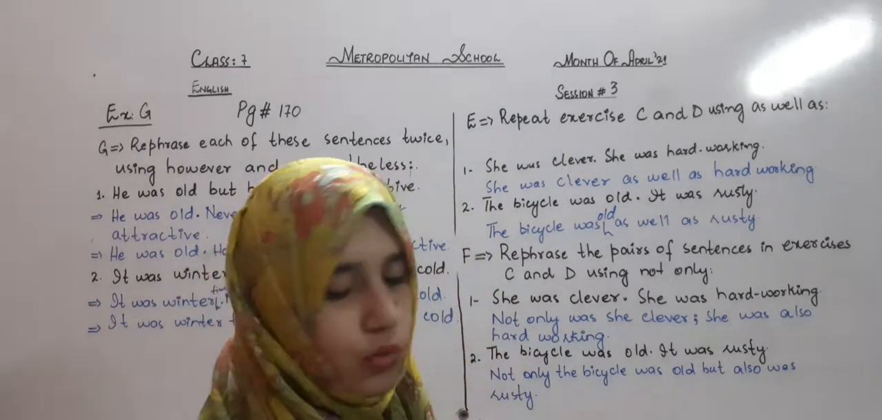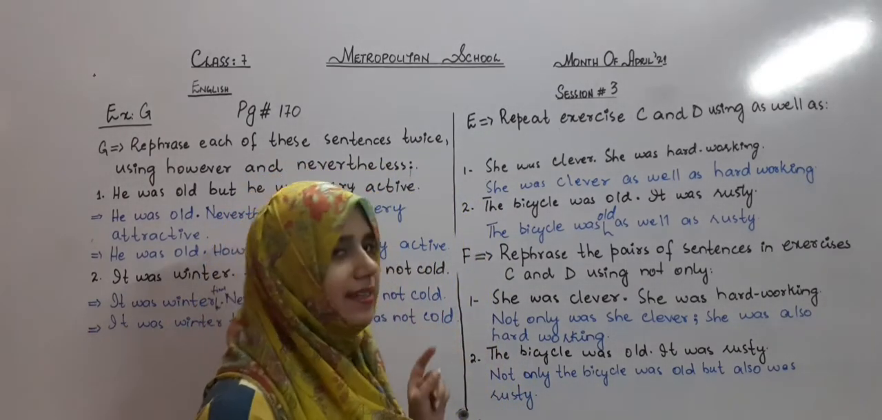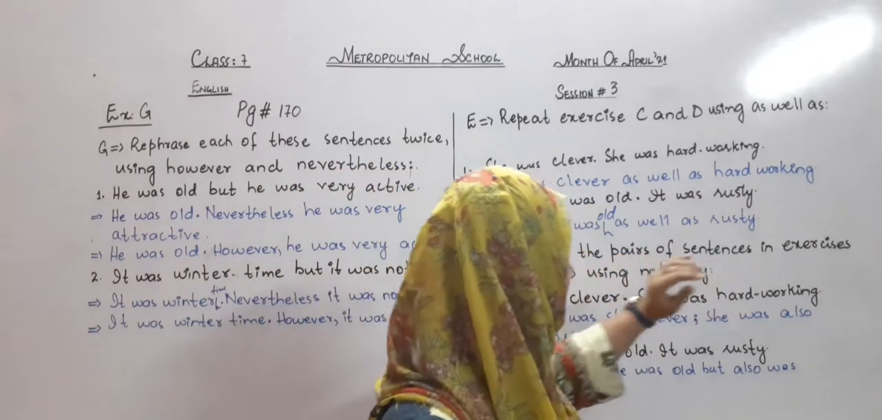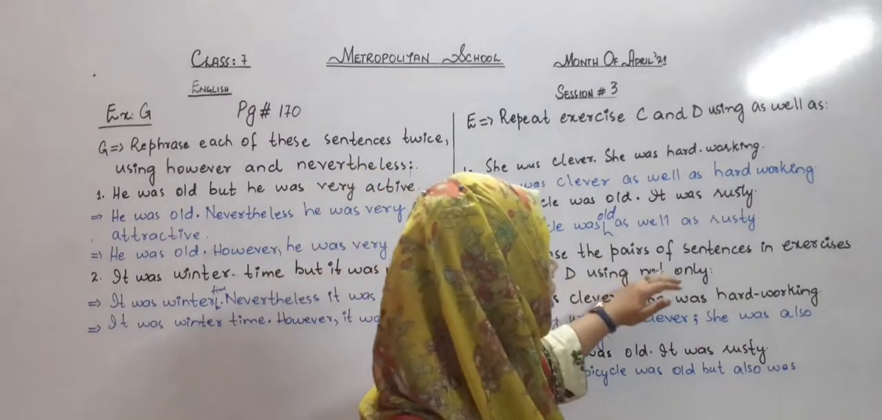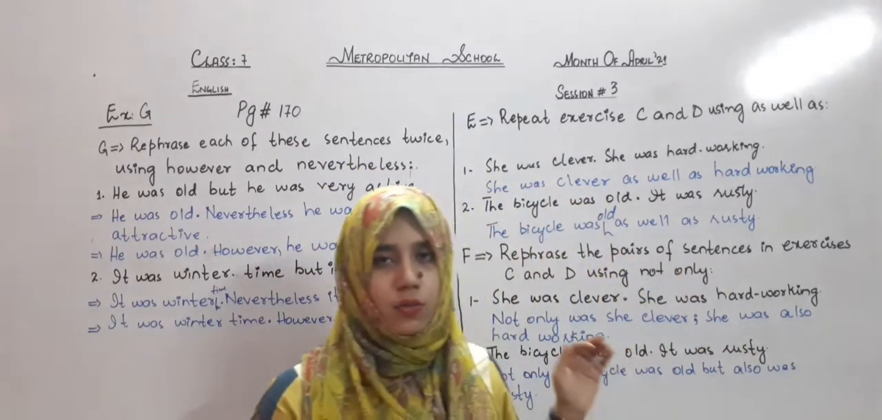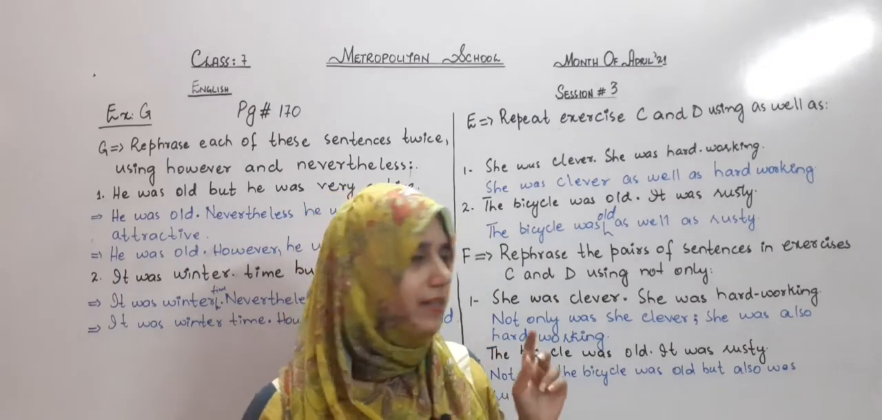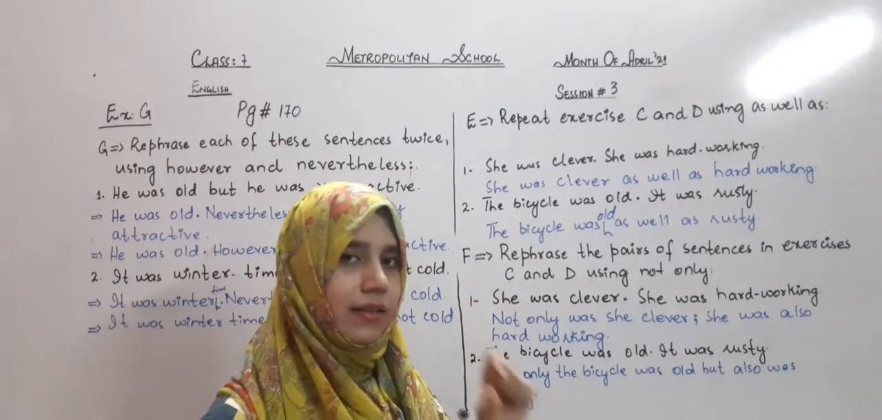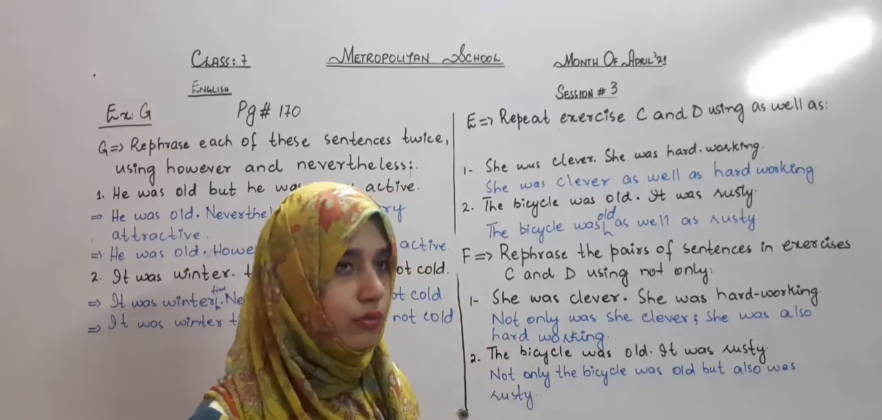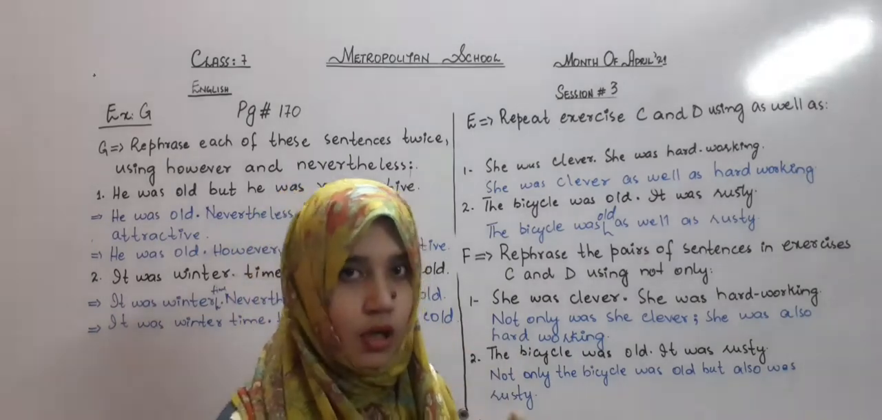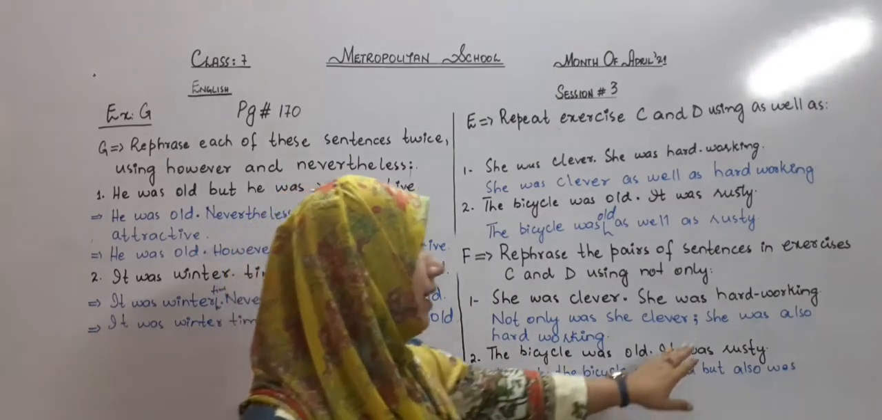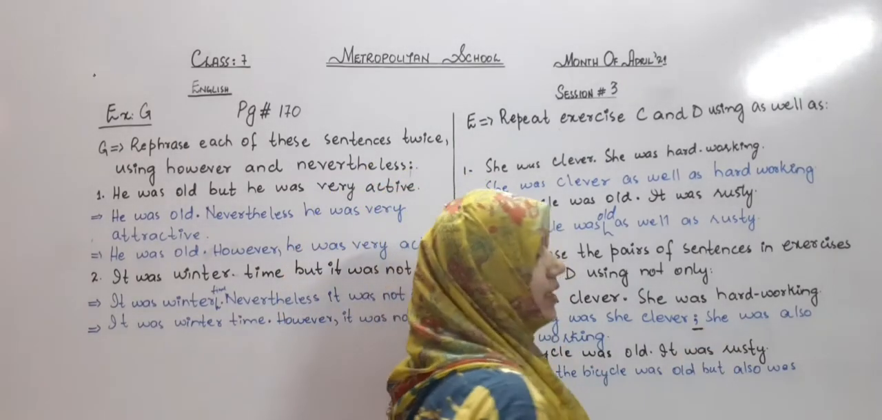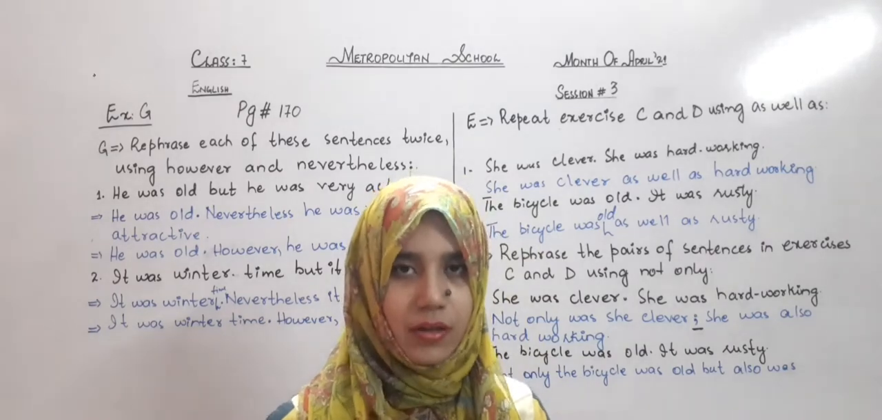Now let's move towards another exercise, that is exercise F. From your book, rephrase the pairs of sentences in exercises C and D using not only, right? So what you will have to do in this exercise is use not only at the start of the sentence, and when you use not only at the start of a sentence, to separate the clauses we are using a semicolon, right? We are using a semicolon to separate the clauses.